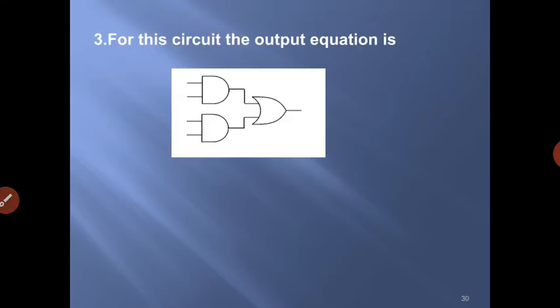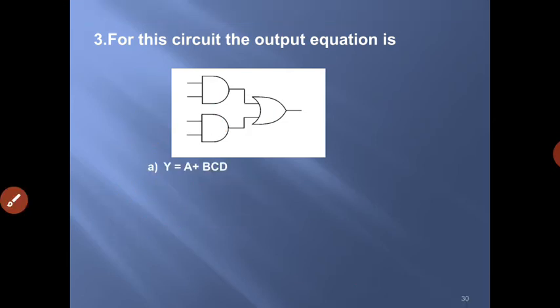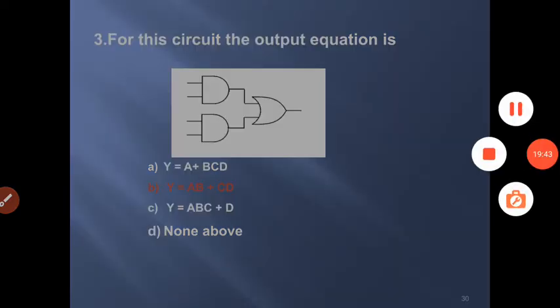Next, for the given circuit, what is the output equation? It is very simple, it is basic gates only. How many AND gates is it using? Two AND gates and only one OR gate. With inputs A, B, C and D, the output of the first AND gate will be AB, the output of the second AND gate will be CD, and the output of the OR gate will be AB plus CD. So this itself is the answer. For the given circuit, the output expression is AB plus CD. Option B is correct, Y is equal to AB plus CD.